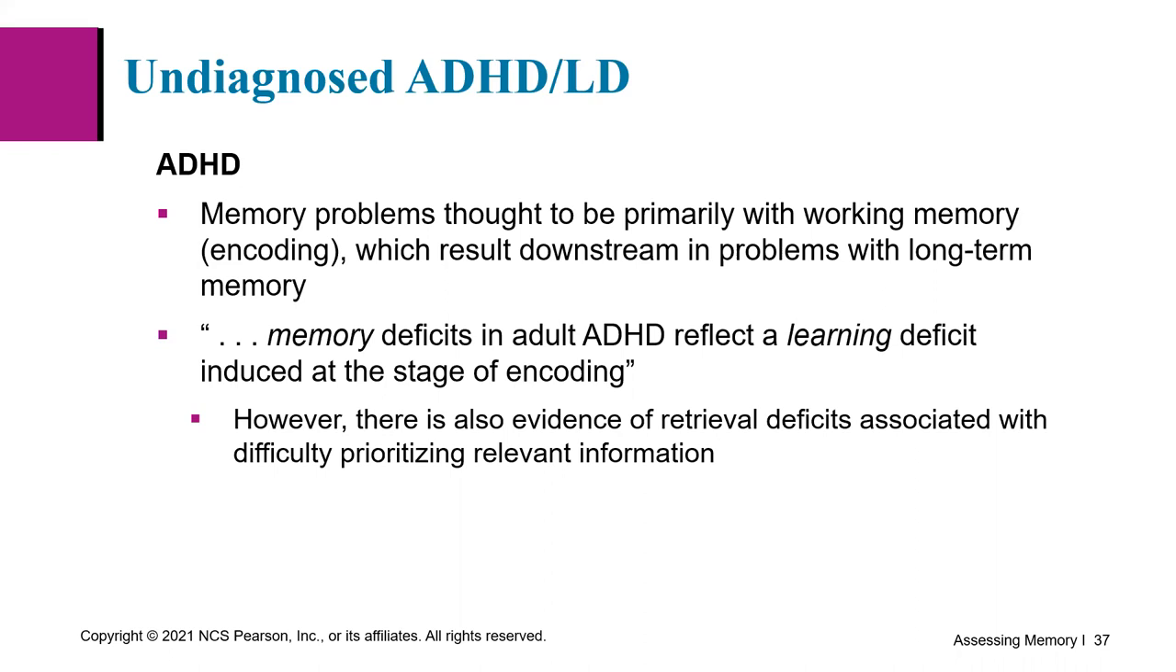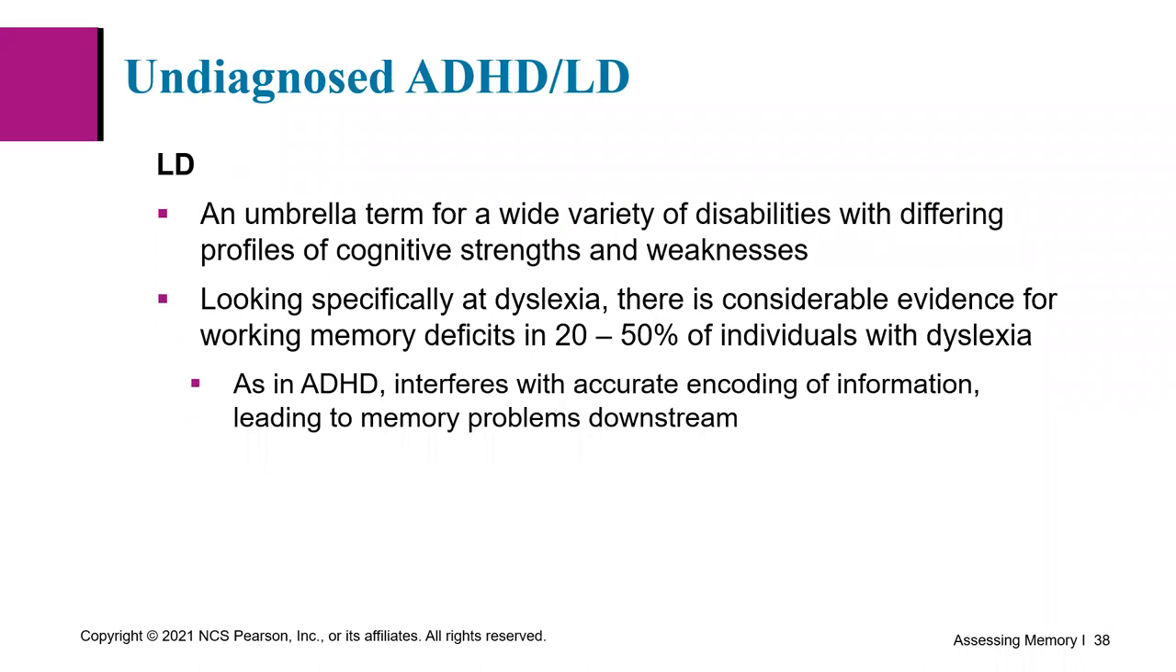I'll just briefly note that the memory problems associated with ADHD appear to be largely due to encoding difficulties, that is, with working memory deficits at the early stages of learning and memory. However, there's also some evidence of retrieval problems as well. Turning to learning disabilities and dyslexia in particular, working memory deficits are also common, affecting as many as half of dyslexic individuals. One key to look for in students with dyslexia, as opposed to ADHD, is that they may tell you that they remember much better when information is conveyed orally, for example, in lectures, rather than when they're required to read it.